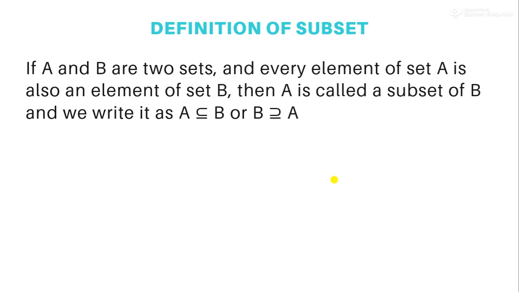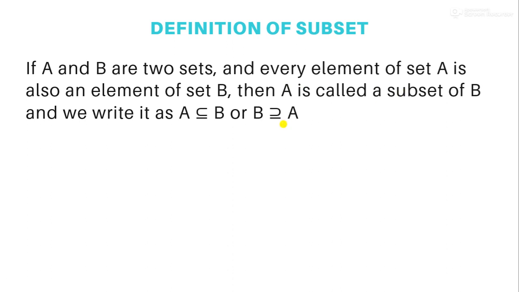If set A and B are two sets and every element of set A is also an element of set B, then the set A is called the subset of B, and we can use this symbol to denote the subset. Here we need to consider the every element. So if every element of set A is also an element of set B, then the set A is called the subset of B.